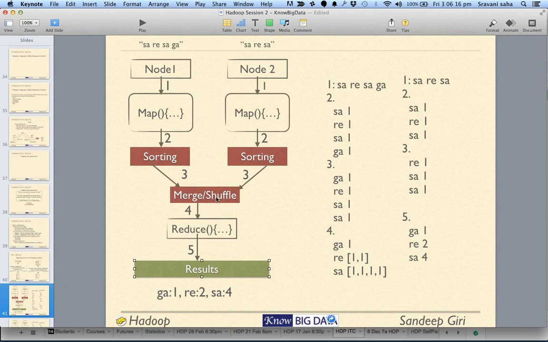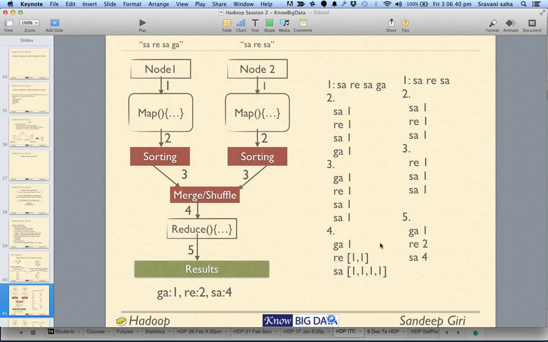Once the merge and shuffle happened, Ga came, and Ga is 1, because Ga is only on one side. We are trying to merge these two. Re is 1 comma 1 because it's on both sides. And Sa is 4 times: 1 comma 1 comma 1 comma 1.